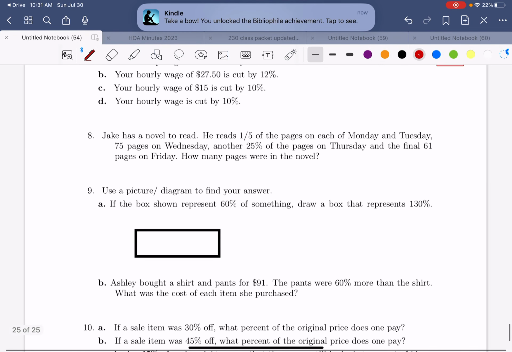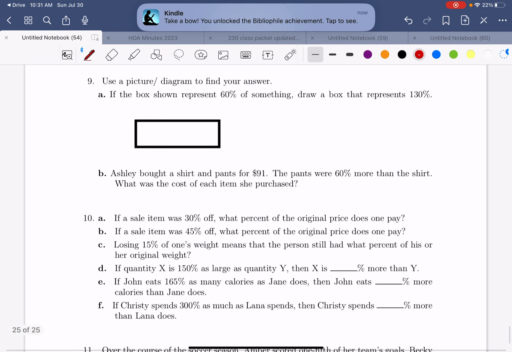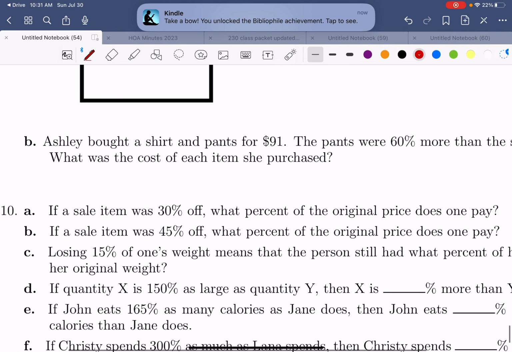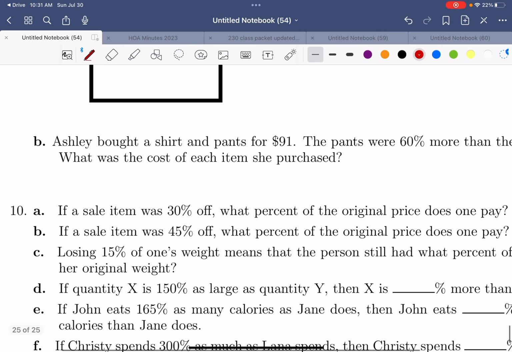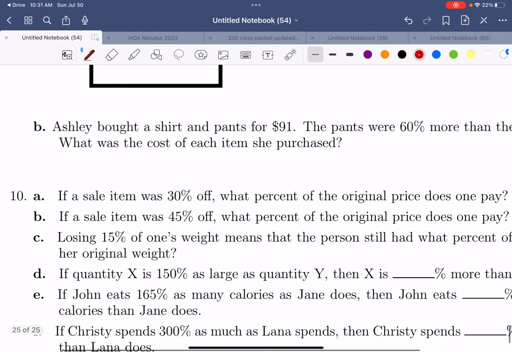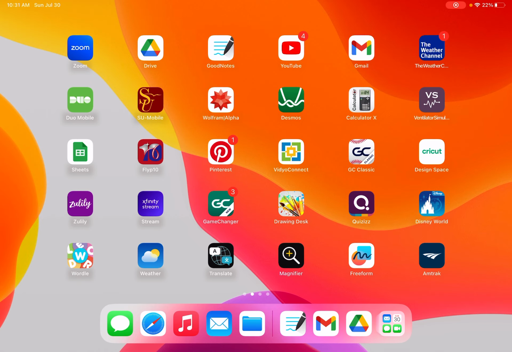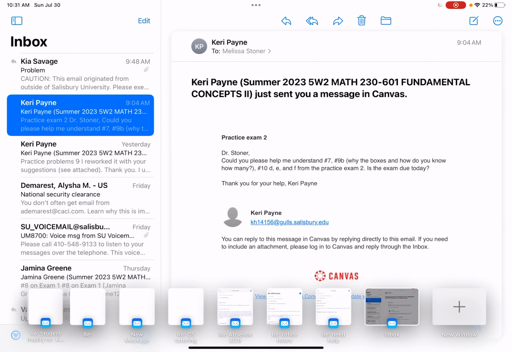The next one you mentioned was 9B. Ashley bought a shirt and pants for $91. The pants were 60% more than the shirt. What is the cost of each item she purchased? Now I feel like you asked a question about this. Why the boxes and how do you know how many?